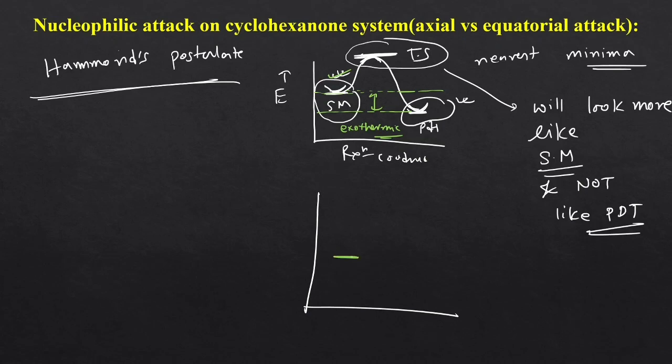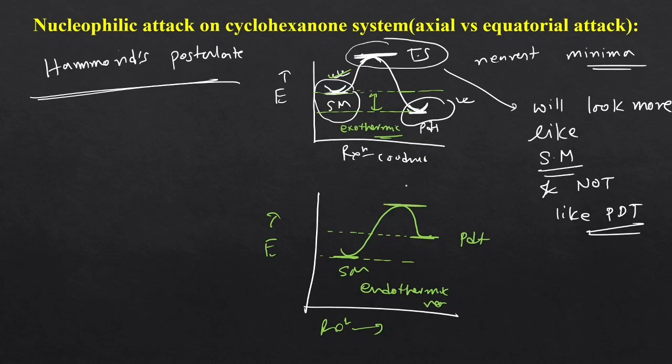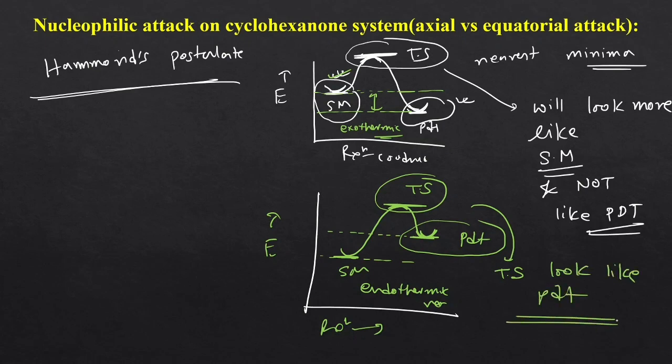But the scenario is completely different if I see this reaction. This is basically an endothermic reaction. Why? Because this is the energy level of the product, and this is the energy level of the starting material, with the reaction coordinate on the x-axis. You can see this transition state is near to this minima. So the nearest minima is the product. So in this case, the transition state looks like the product, and that is why the stability of the transition state will be explainable on the basis of the product. So for an endothermic reaction, the transition state resembles the product. For an exothermic reaction, the transition state resembles the reactant.